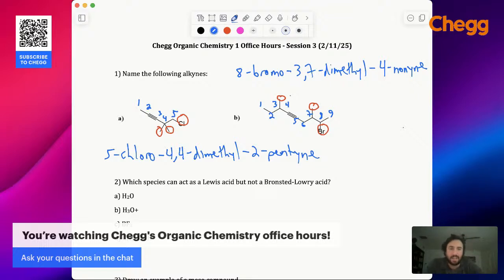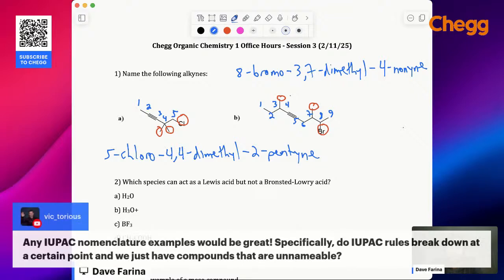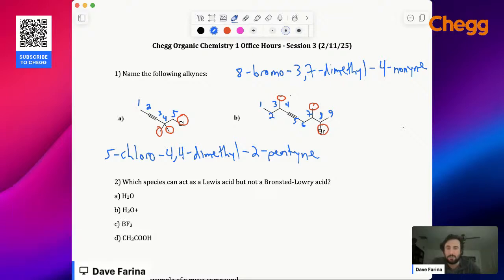Victorious asks, any IUPAC nomenclature examples would be great. Specifically, do IUPAC rules break down at a certain point and we just have compounds that are unnameable? So no, certainly the whole point of IUPAC nomenclature is to be able to unambiguously name any organic molecule. So there would not be an example of any organic molecule that is unnameable, because there are specifically rules to be able to name any molecule. So that would be the case.